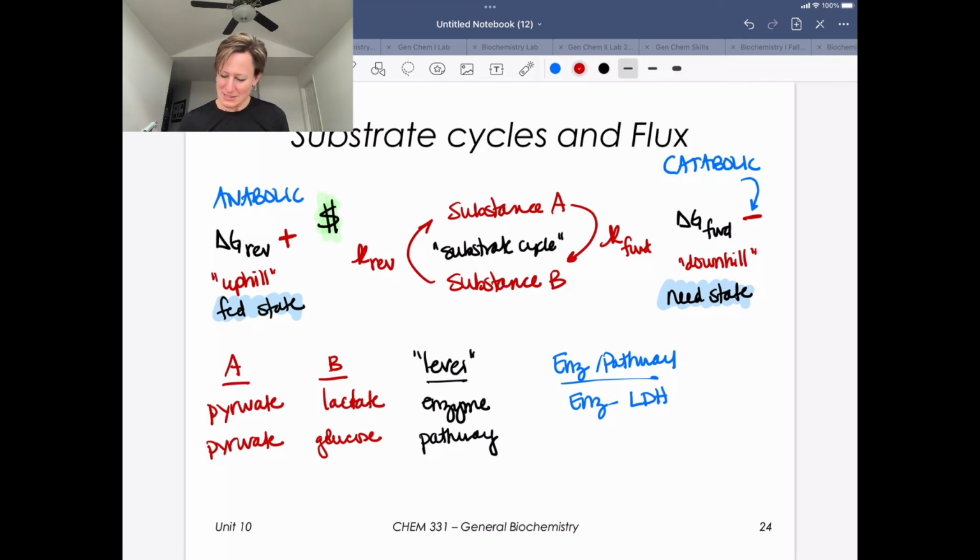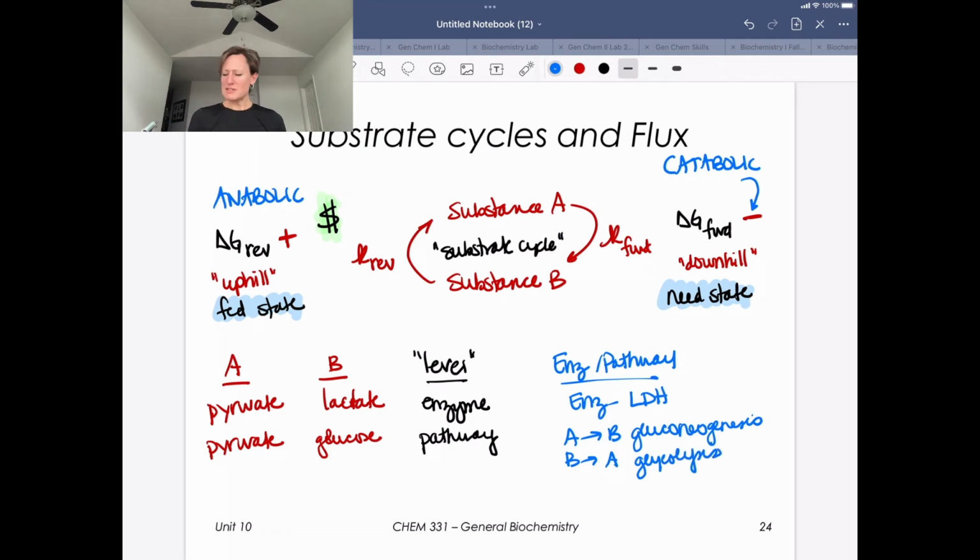If we have, in this case, A going to B, pyruvate going to glucose, that's gluconeogenesis. And then B going back to A, well, we learned that as glycolysis. Glucose going to pyruvate is glycolysis.